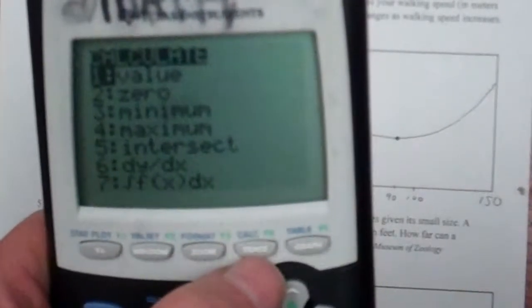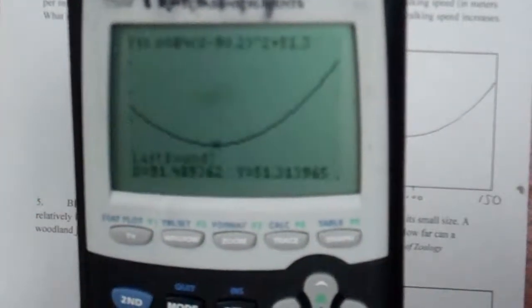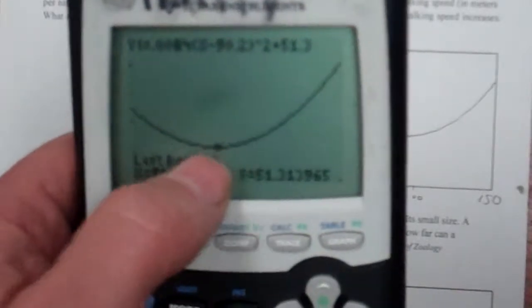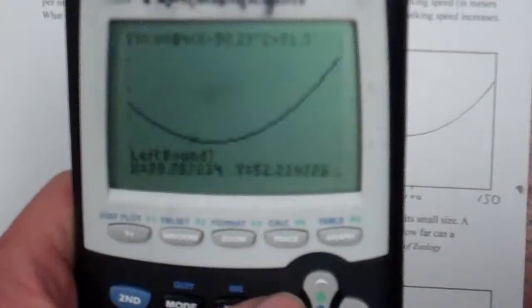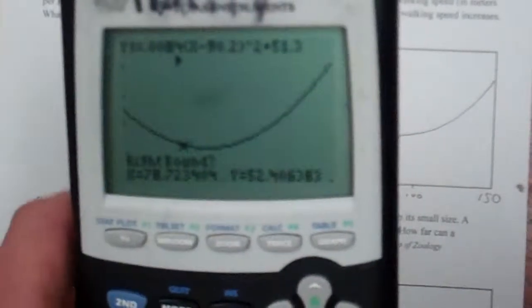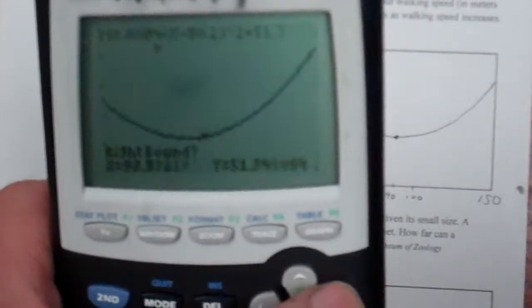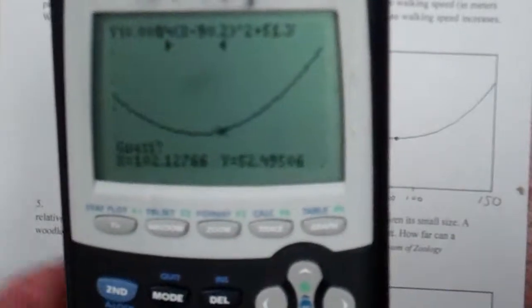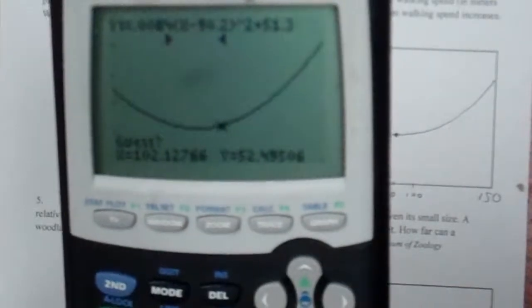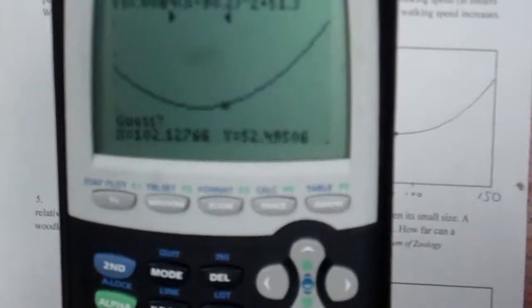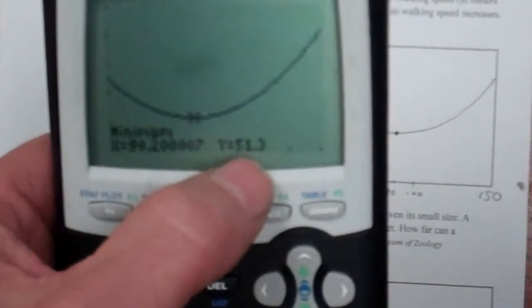So the calculate menu is above trace, and notice I want to find the minimum value there. 3 is the option, and I'm asked to find the left-hand boundary. You just need to make sure you get to the left-hand side of any low point or high point. I'm definitely there, and then I need to scroll over to find a point that's definitely to the right of it. As soon as I go up a couple clicks, I'm good. Hit enter. You see these little pinchy things? They show you that somewhere in between there should be the minimum. They want you to guess. I'm going to guess the vertex, but hey, let's see. There it is, 90.2 and 51.3.